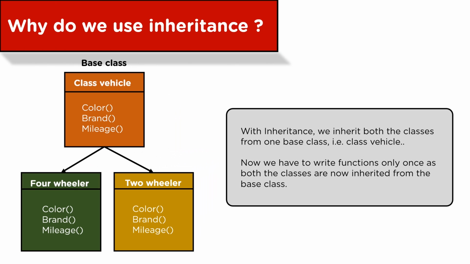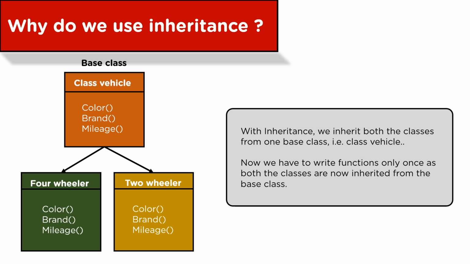So instead of writing that code again and again, we can use inheritance and create a parent class named class vehicle, and both of the two-wheeler and the four-wheeler classes will be inherited from this parent or base class. Now with inheritance, we have inherited both the classes from one base class, that is class vehicle. Now we no longer have to write the code again and again, and we can simply write the functions once in the base class, as both of these classes are inherited from the base class vehicle.